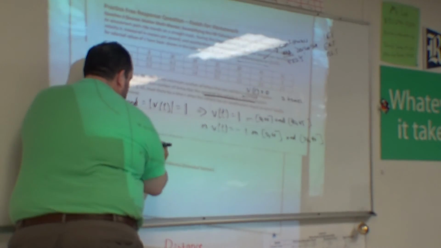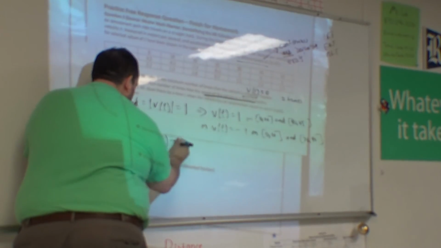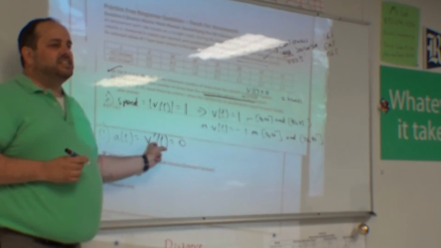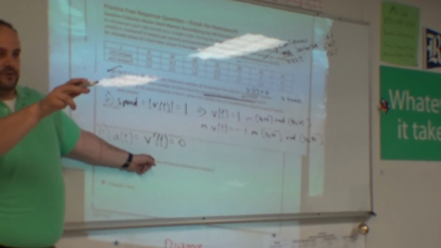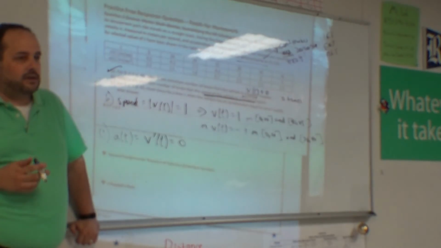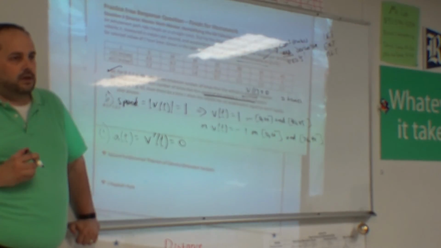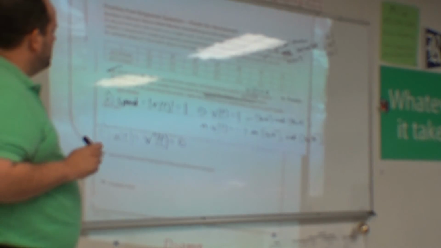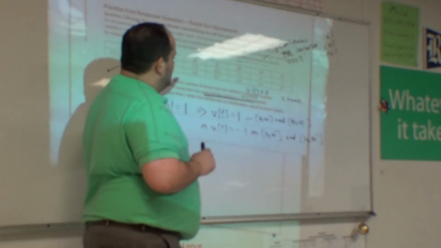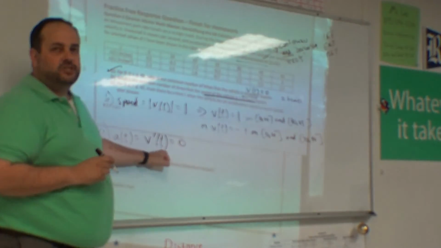Let me write acceleration in a different way. Acceleration is the derivative of the velocity. Is there a place where the derivative of velocity has to be 0? I was going to say 40 because the velocity is 0. The velocity is 0, but we're looking for the change in velocity.